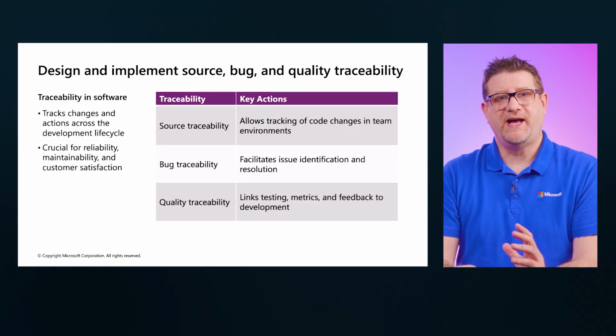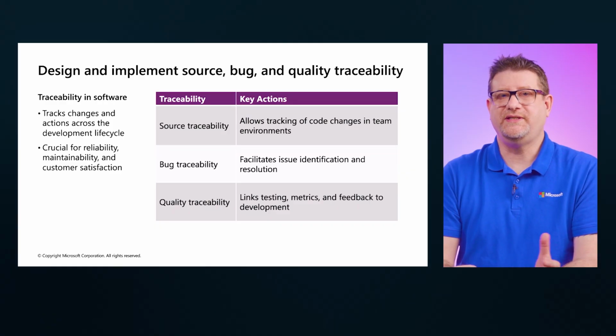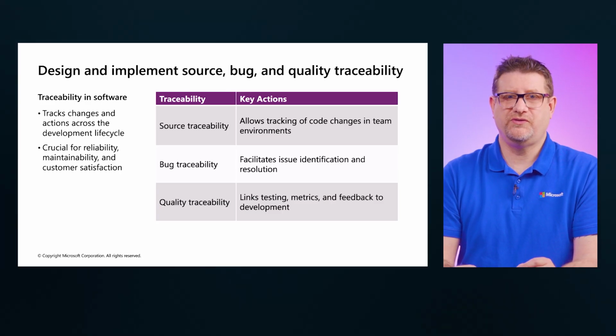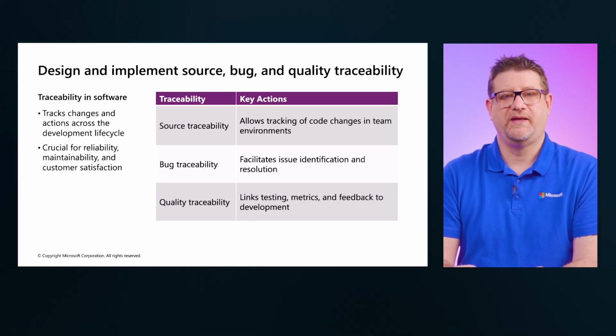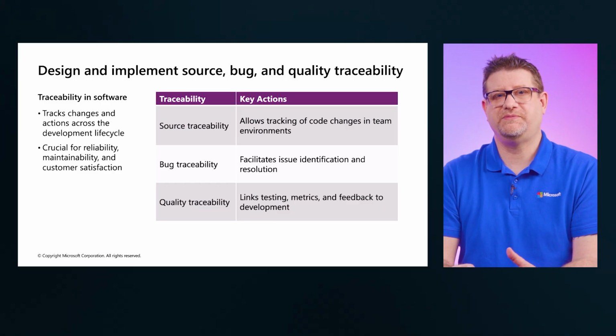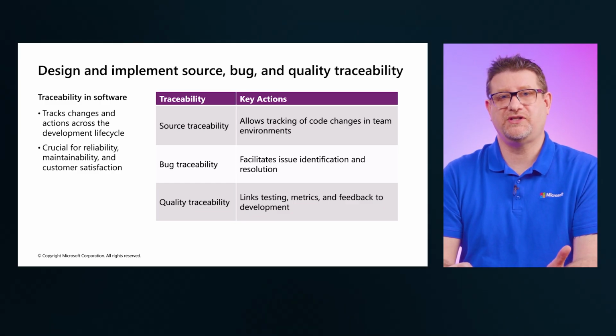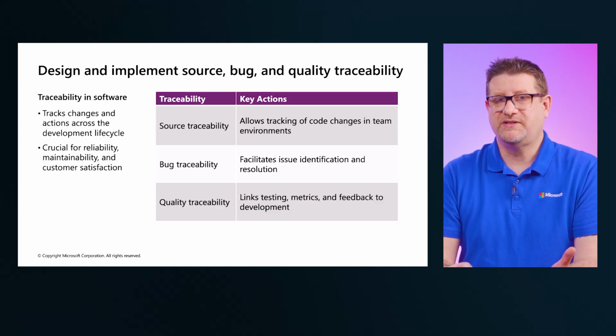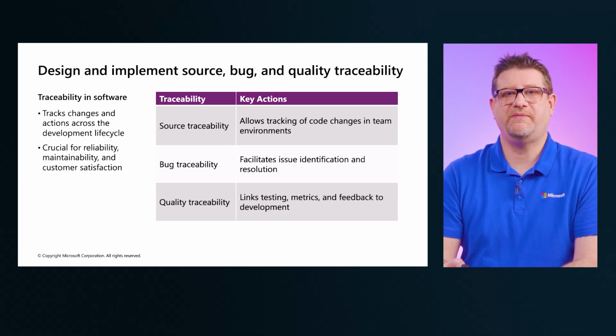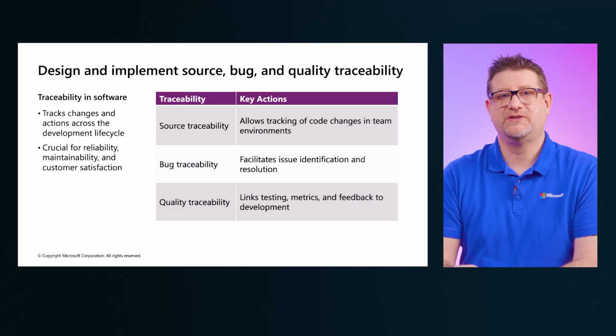Source traceability allows teams to track code changes, including details such as the author, date, and the purpose of each modification. This capability is crucial for effective code reviews, debugging, and understanding how the code base evolves over time. Bug traceability, on the other hand, helps teams identify and resolve issues efficiently by linking bug reports to their root causes, reproduction steps, and the affected components. Together, these practices ensure that development activities are transparent and accountable, supporting reliability and maintainability in our software projects.